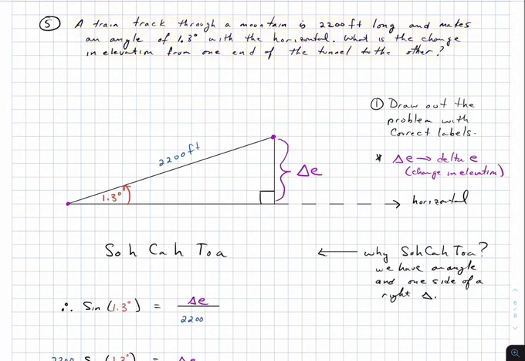Well, let's draw it out, right? Pick out the most important pieces. We've already seen how to do that, right? What's the most important piece right now? We know that there's a train track that's this long, right? And we know that it's at an angle of 1.3 degrees with the horizontal. Okay, so see how I processed the problem and drew it out.